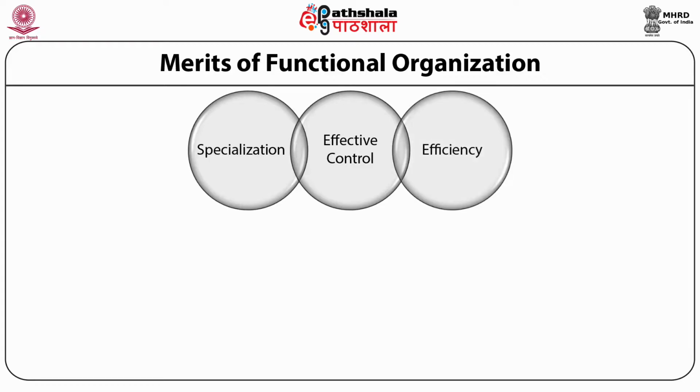Efficiency. In functional organizations, staff experts are given authority, though in a limited way. A staff expert can utilize his expertise for efficient decision making.